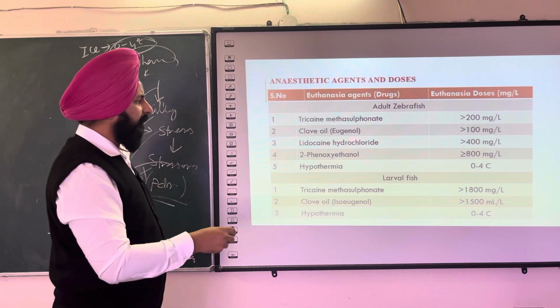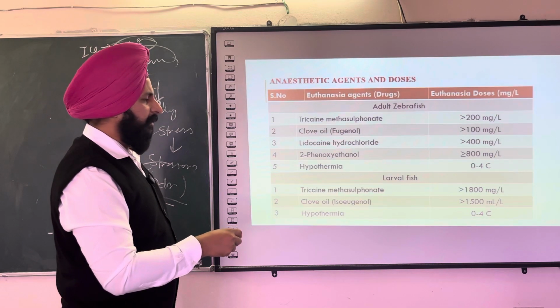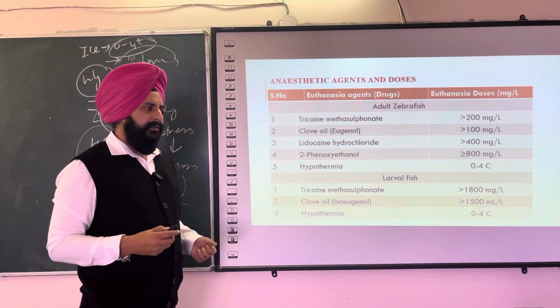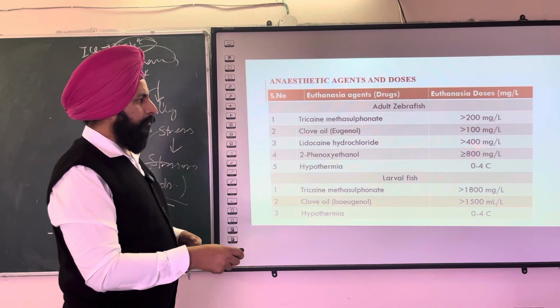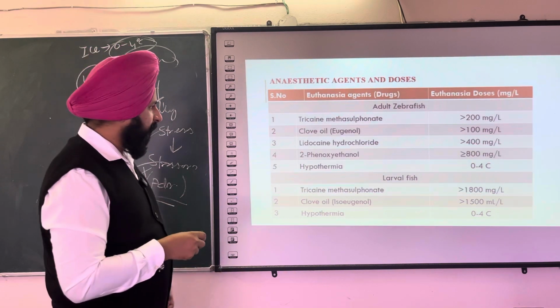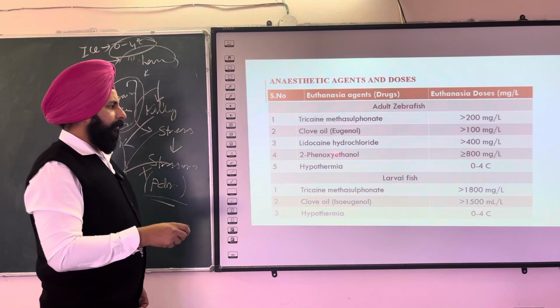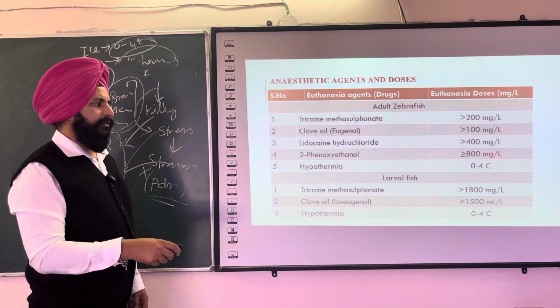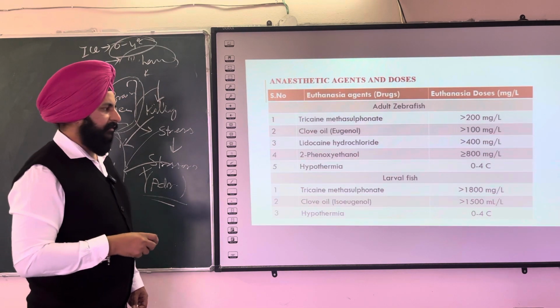The third is lidocaine, which is very useful in zebrafish as well as in other animals, at a dose of 400 mg per liter. The fourth one is 2-phenoxyethanol. The dose is 800 mg per liter.